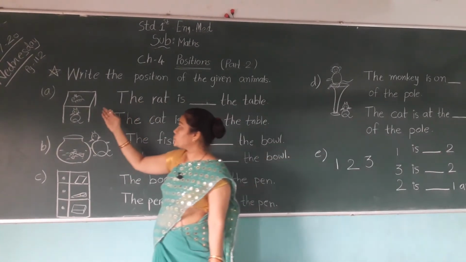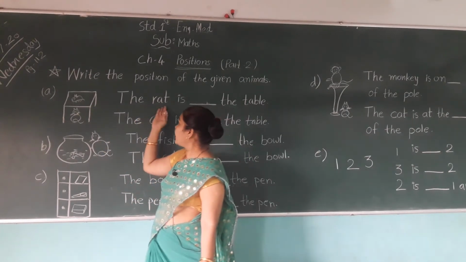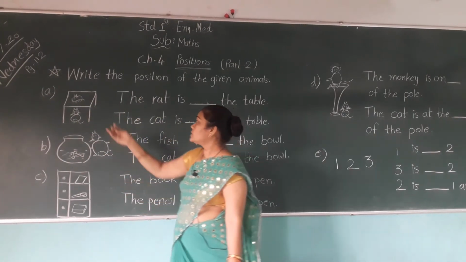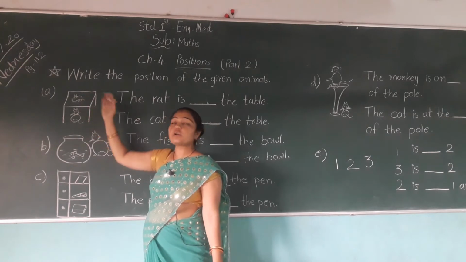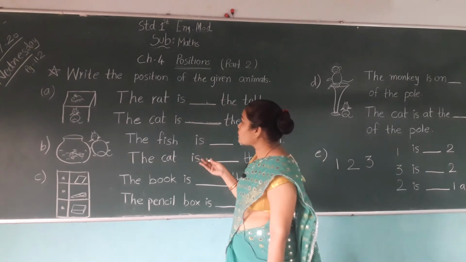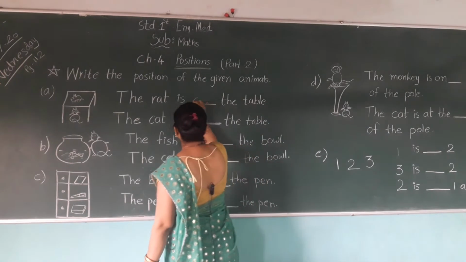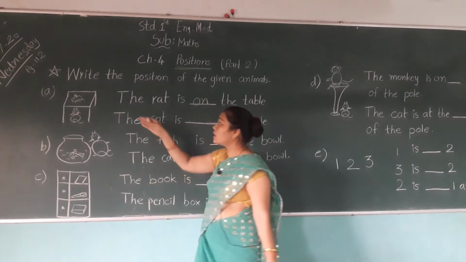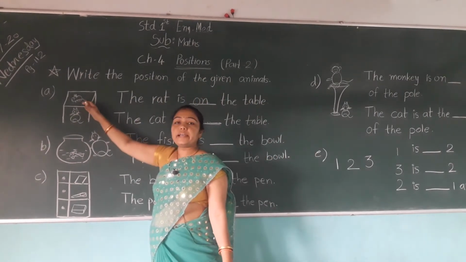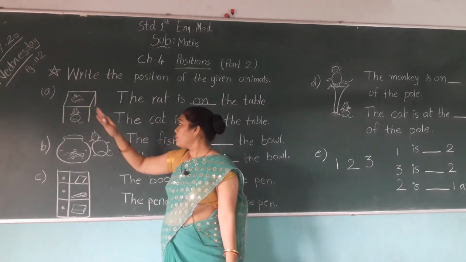Now look at this picture. Where is the rat? Rat कहाँ पर है? The rat is on the table. Table के ऊपर है ना? See here. So what do we write here? On. What is the spelling of on? O-N, on. So write down here on. The rat is on the table.